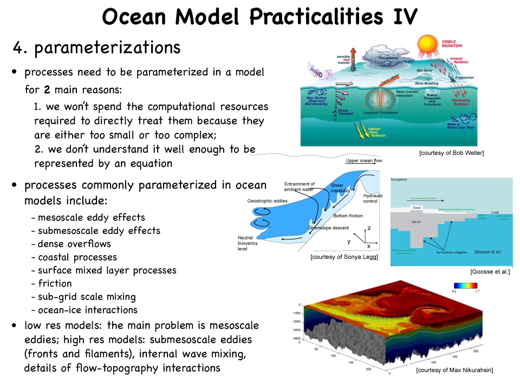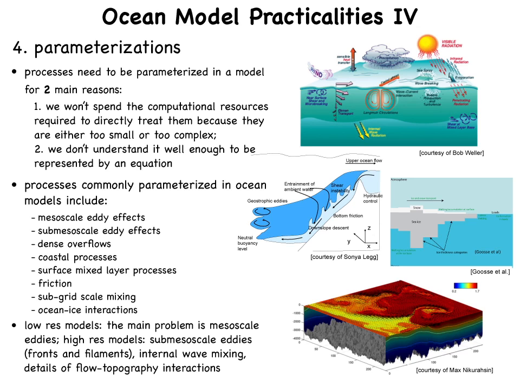All right, parameterizations. So processes need to be parameterized in a model for two reasons. First of all, we don't want to, for whatever reason, spend the computational resources required to directly resolve them. And this might be because they're too small, or it might be because they're too complex. The second reason we parameterize things that people don't talk about as much is because we don't understand the process well enough to represent it by an equation.